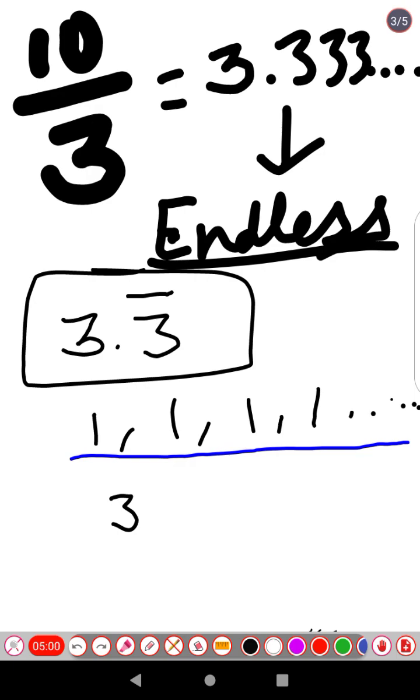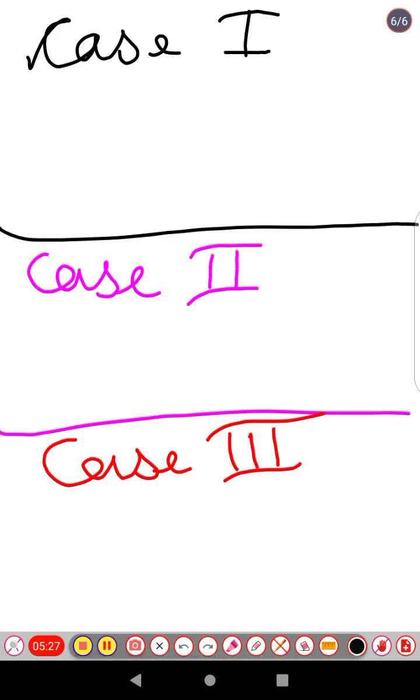Although we have noticed this pattern using only the examples above, it is quite true for all rationals of the form p by q where q is not equal to 0. On division of p by q, two main things happen. Either the remainder becomes 0 or never becomes 0, and we get a repeating string of remainders. Let's look at each case separately. So here we are having three cases.